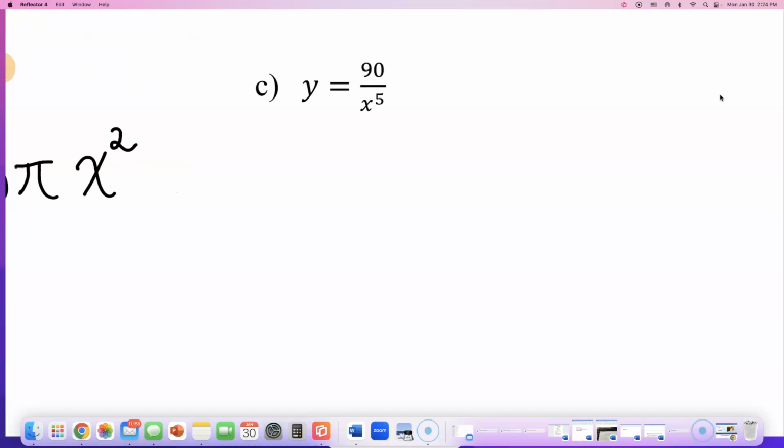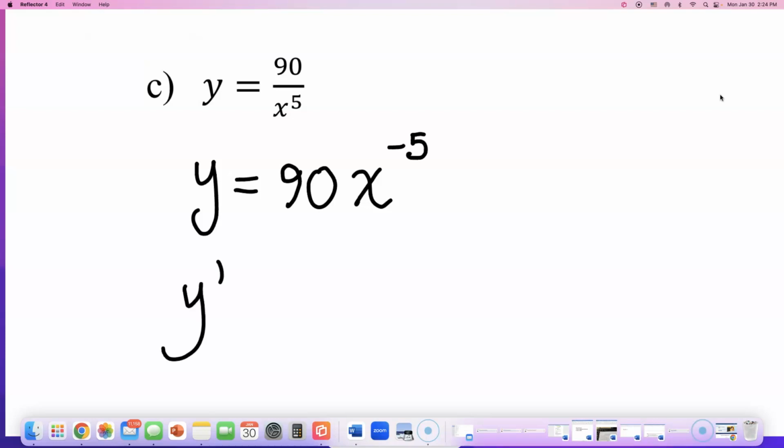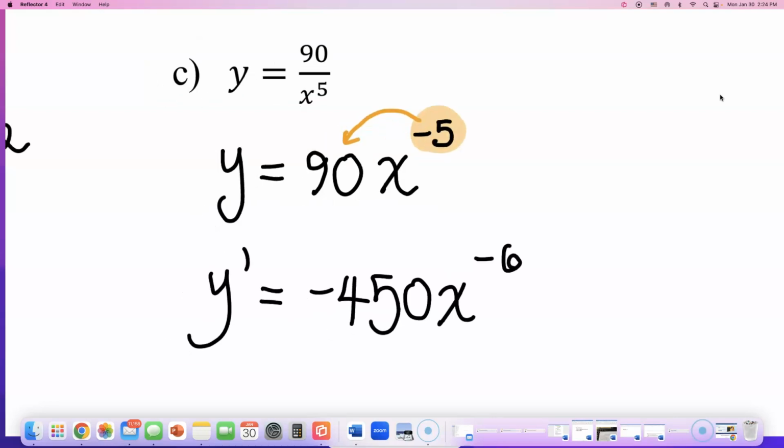And for this last one, hopefully you rewrote. You rewrite this y as 90 times x to the -5th power, okay? That's the first step. Now you take the derivative. You bring down this exponent of -5 to the front, and you multiply 90 times -5. 90 times -5 is -450. So you write -450, and x is getting raised to the what power? -6 power.